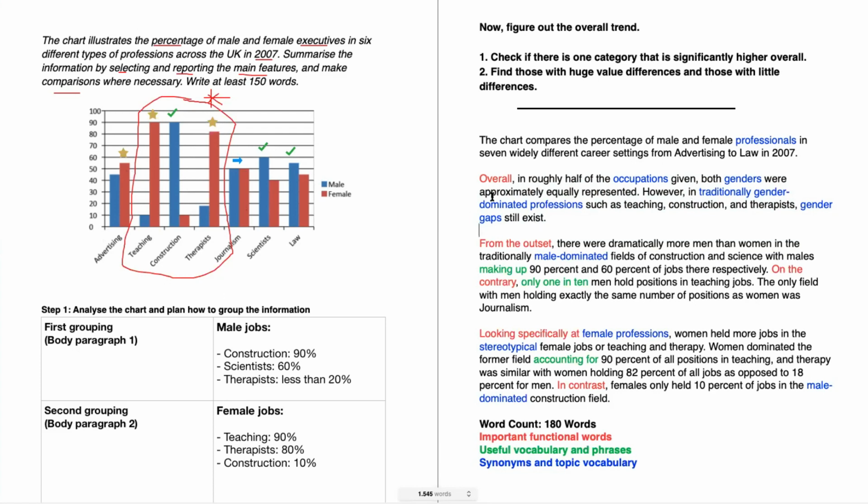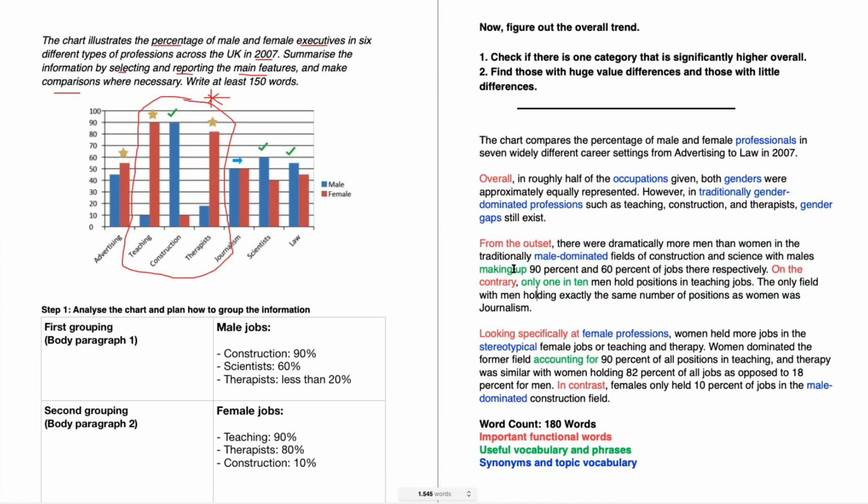However, in traditionally gender-dominated professions, such as teaching, construction, and therapists, gender gaps still exist. So we see that these three trends that we looked at, these large gaps, are gender dominated, and gender dominated is a great way to say that there are more females or males in that area. Now we've got our paragraph 1 looking at male jobs. Again, we have a great phrase from the outset. There were dramatically more men than women in the traditionally male-dominated fields of construction and science, with males making up 90% and 60% of jobs there, respectively.